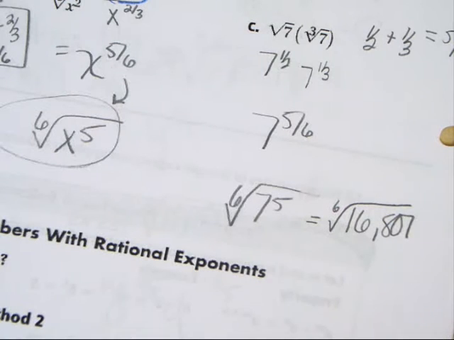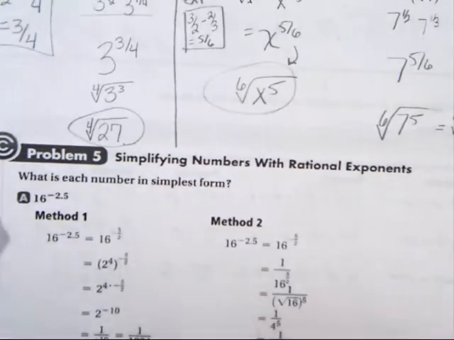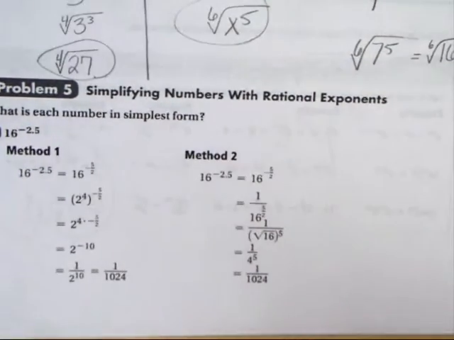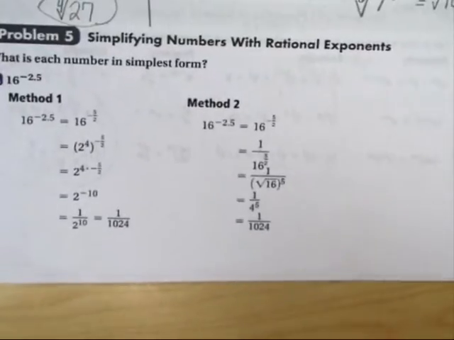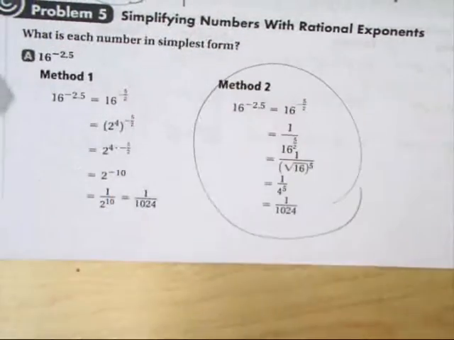16,807 is your final answer. Alright, in the bottom, they discuss different ways for simplifying numbers with rational exponents. I will tell you right away that I prefer method 2. I found that students work much better with method 2. Let's talk through the steps.